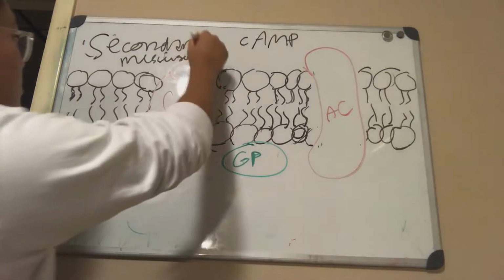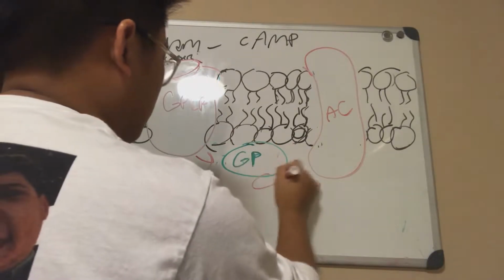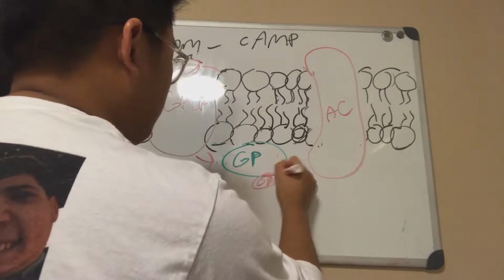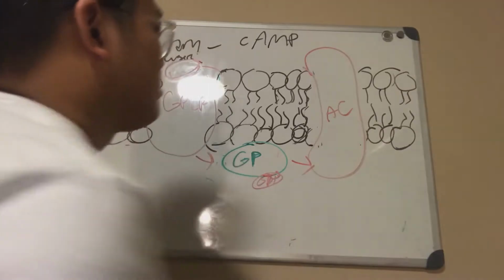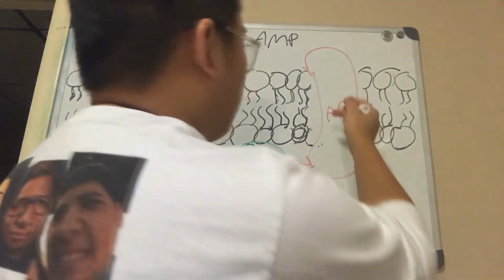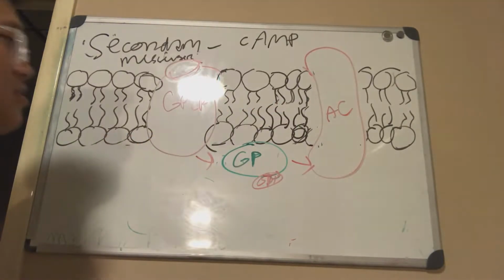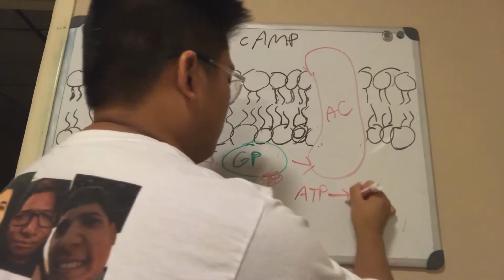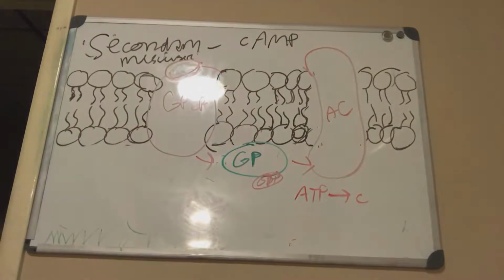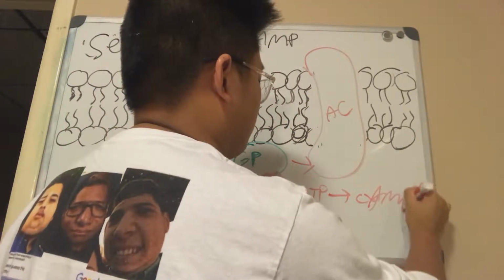Let's assume the ligand's already here. The G protein gets activated by GTP, and the G protein moves to the enzyme and changes its structure. This enzyme is adenylyl cyclase. Once it's activated, it turns ATP into cyclic AMP, or cAMP for short.